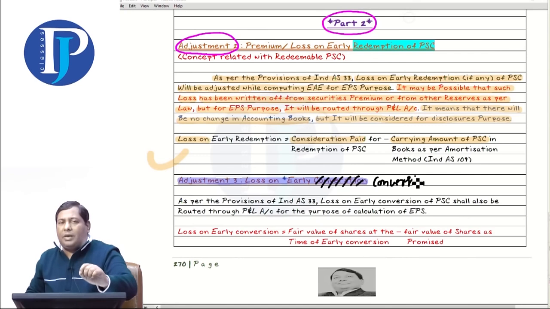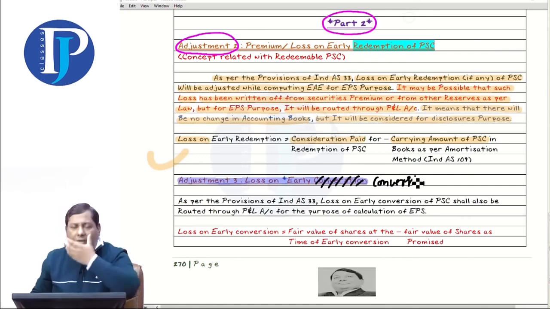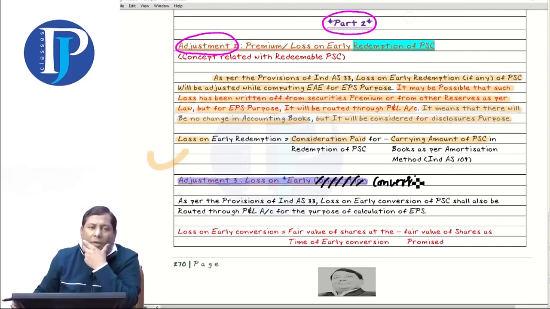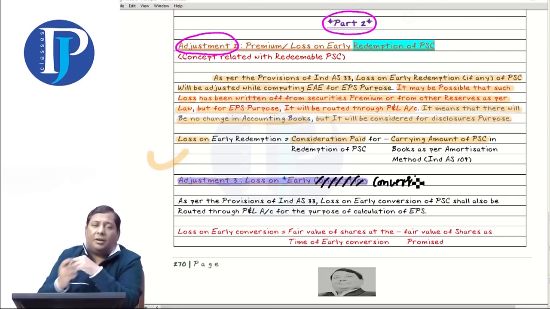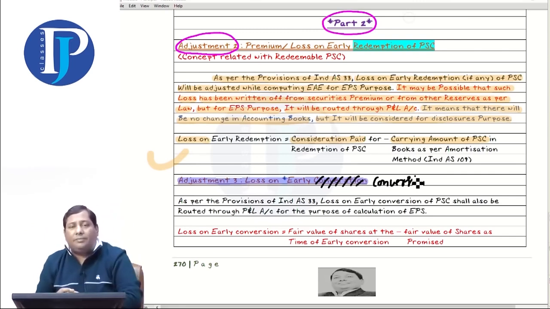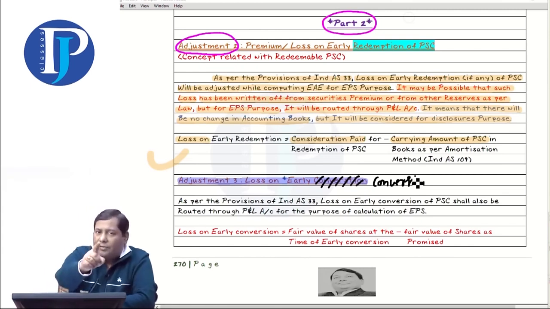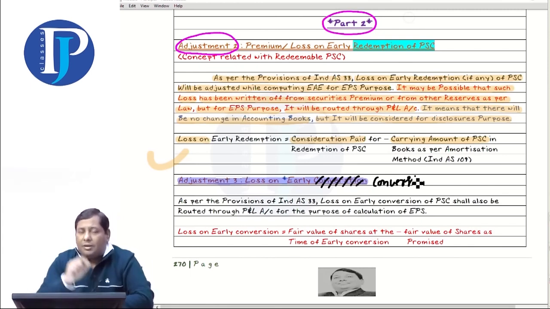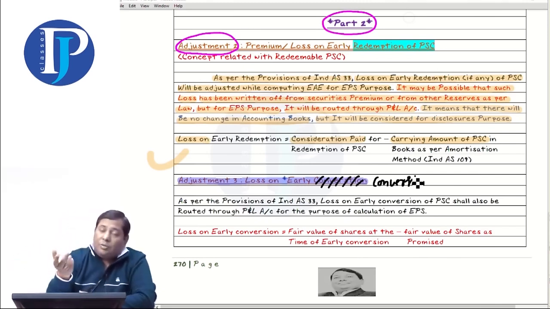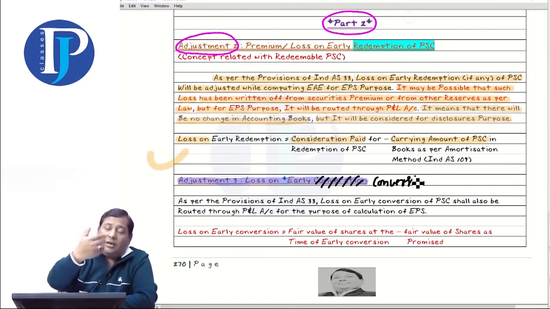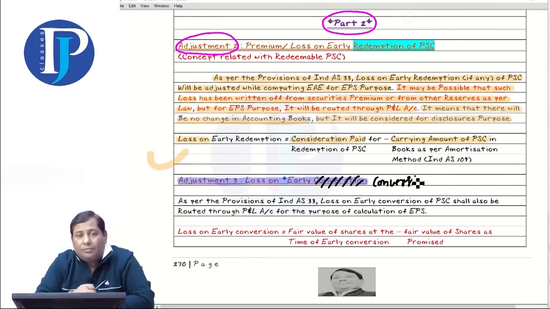Sometimes we tell preference shareholders that we will give them equity shares, and the nature of preference shares is convertible. So we told them that we would convert them in 15 years, but we converted them in 10 years only. When we do early conversion, there may be a difference of fair value per share. Based on the fair value that we promised, that we will give you shares at this rate, but we are doing early redemption, so the share value may be different.